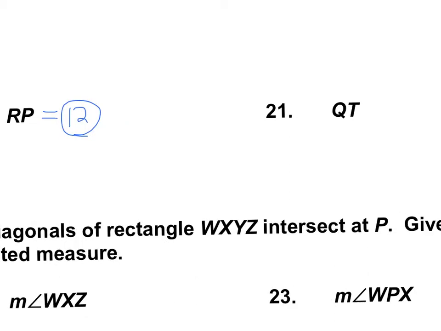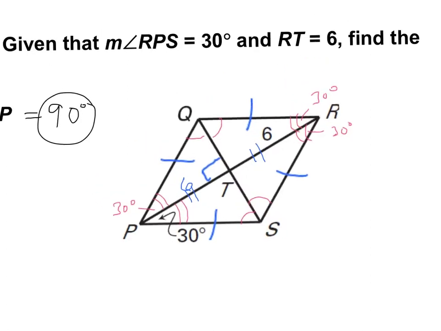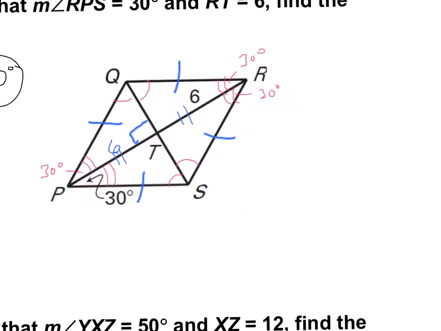And lastly, QT. All right, from Q to T. I don't know either QT or TS. How am I going to figure this out? Let's see here, did they give us any given information? Well, I already marked that all down.